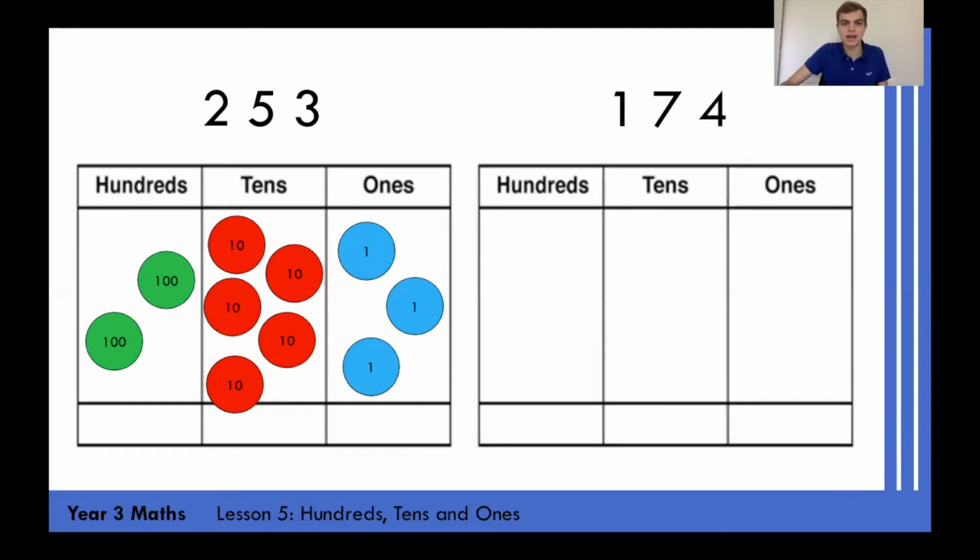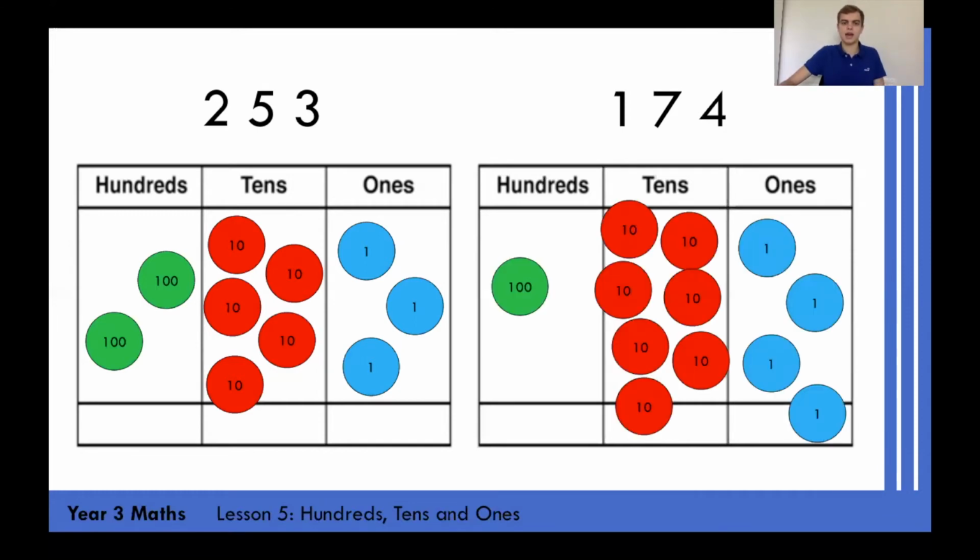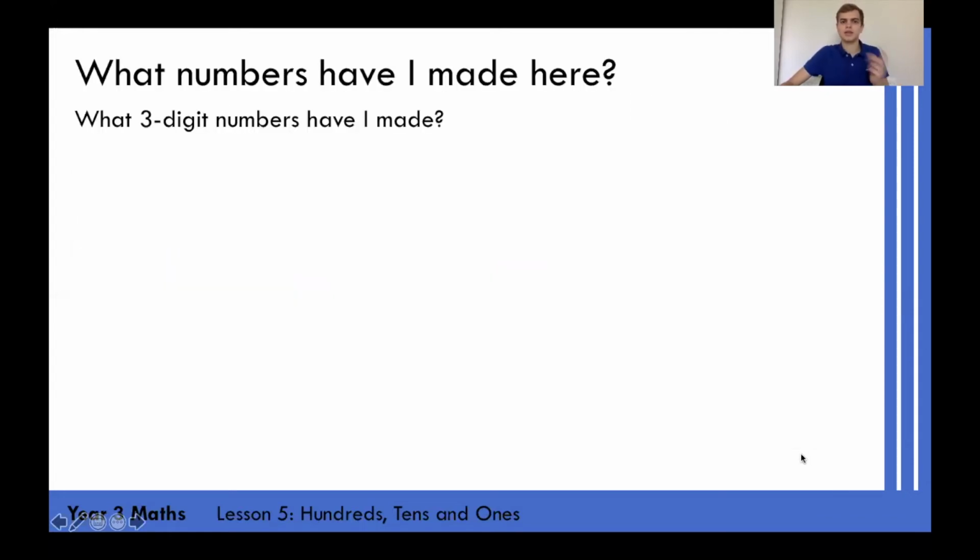Fantastic, well done. Let's have a go at this one then. So I know in 174, I've got 100, I've got 7 tens, and I've got 4 ones. So here we go, there we go. 100, 7 tens, and 4 ones. Well done. Now, so switch it around now.